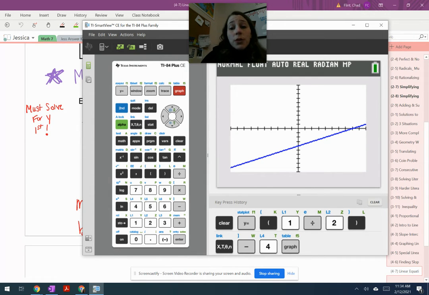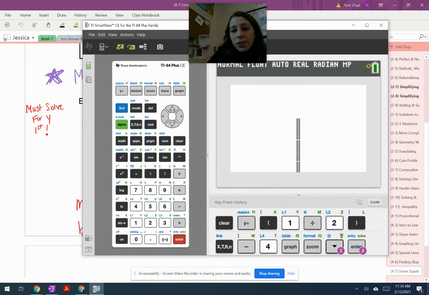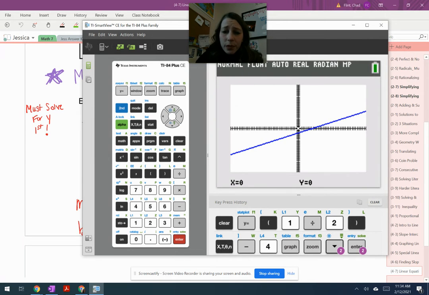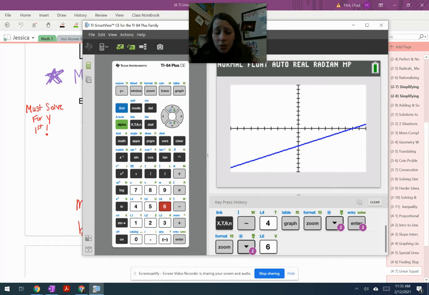One of the really cool things is you can zoom in and out with the zoom button. If I scroll down to zoom out, you have to then hit enter to make the zoom out happen. You can see it expanded it. My hash marks got way smaller, which means there are more intervals or more numbers going on there. If your graph is ever looking weird and not normal, you can always use zoom standard, or zoom choice 6, and that will take you back to the normal 10 by 10 grid like we talked about before.